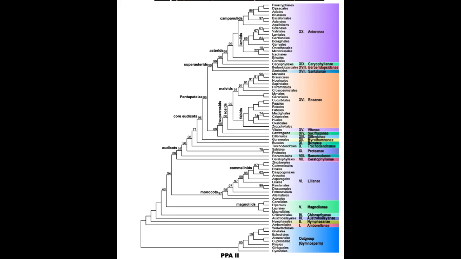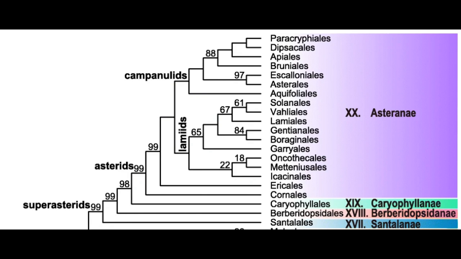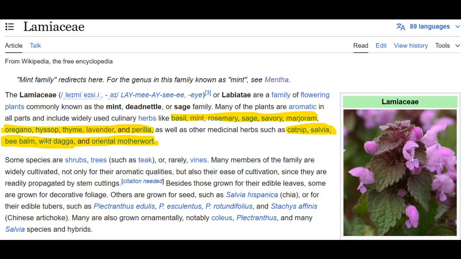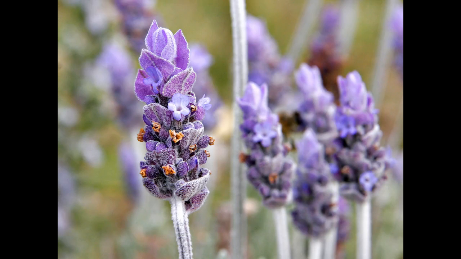Now, Lamiales is the mint order. It's a large order with about 24,000 species split into 24 to 26 families. The largest family is Lamiaceae, which is the mint family. It includes basil, mint, rosemary, sage, oregano, thyme, all of these herbs that you grow in the garden, and includes lavender. And you can see that they all have a nice smell.